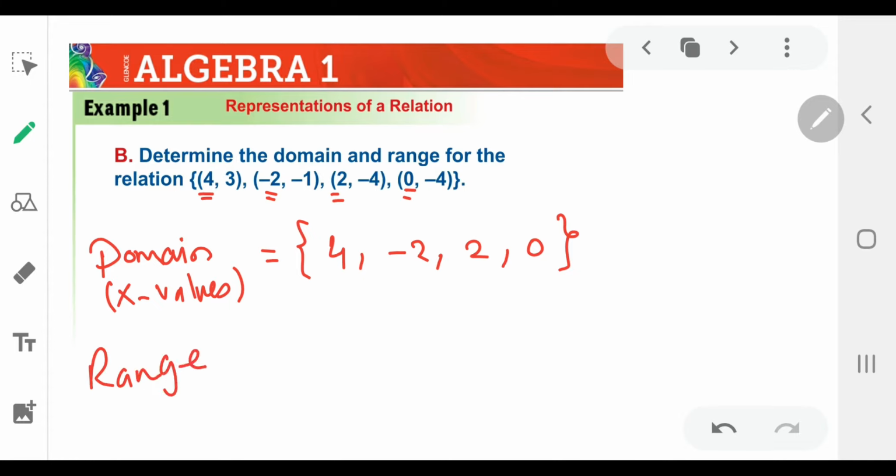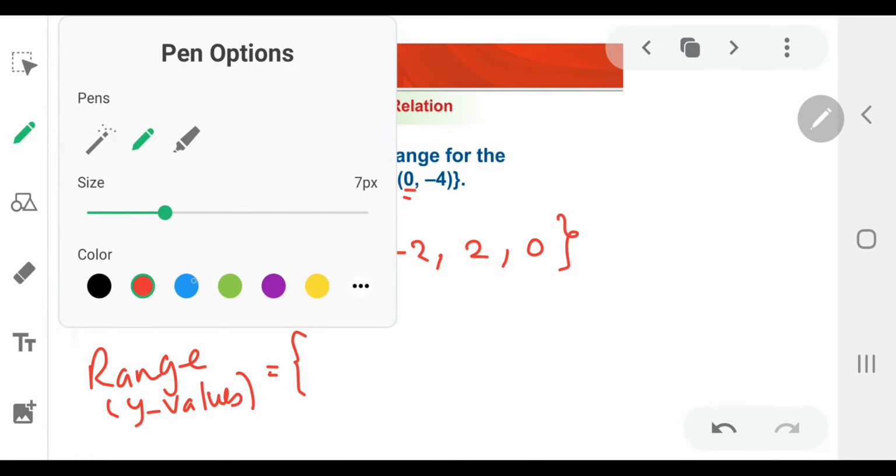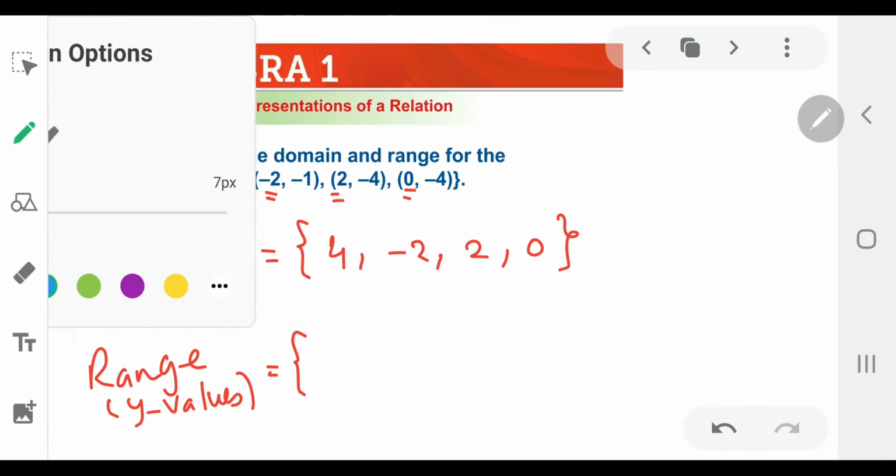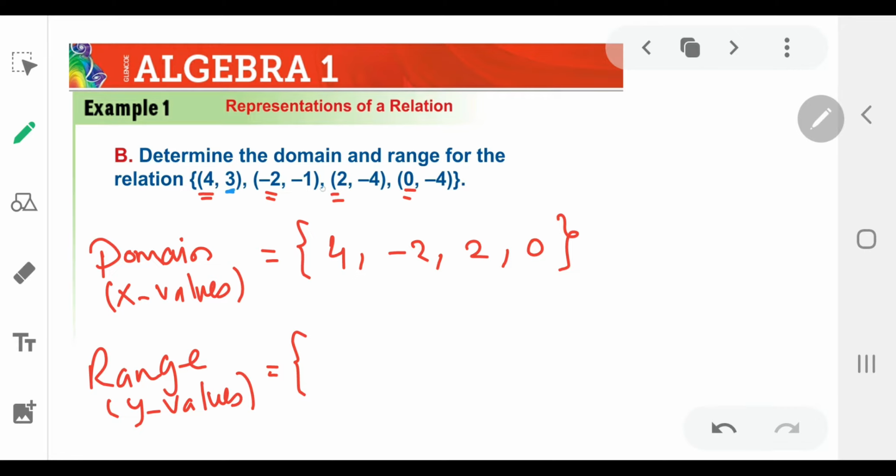Now, let's write the range, which are the y values. I'm using another color to make it easier for you. The 3, -1, -4, and we have another -4. That's why I'm writing it only once.